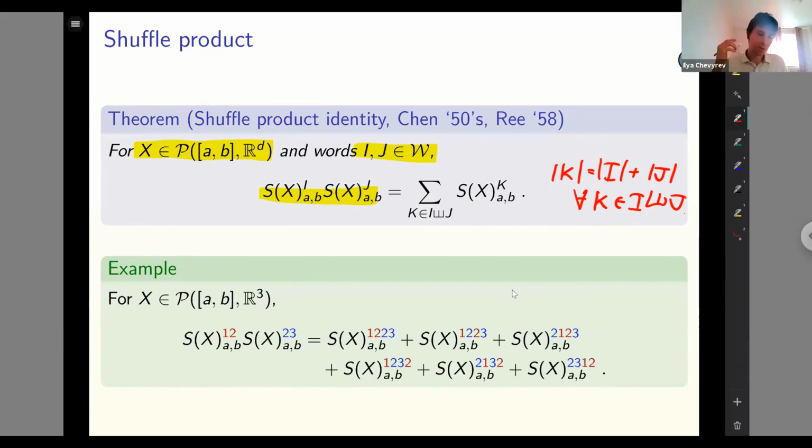Again, as a concrete example, think of a path taking values in R^3, any path that you like. Then the product of the two signature terms (1, 2) and (2, 3) is given by the sum of the following terms, when you shuffle all the indices according to the rules that I described before. You'll notice that some terms appear more than once. For example, this term here and this term here both appear twice.